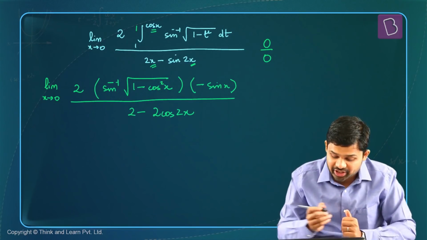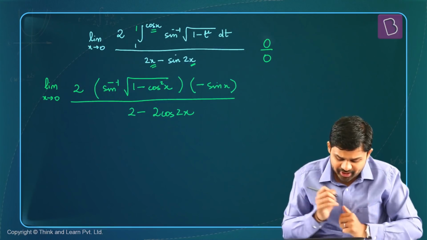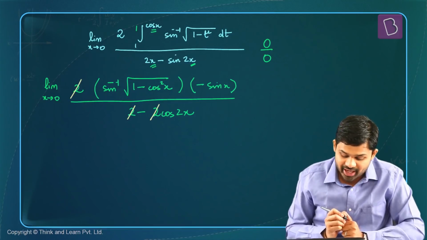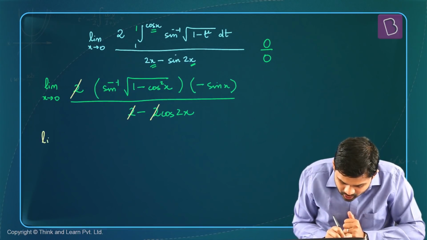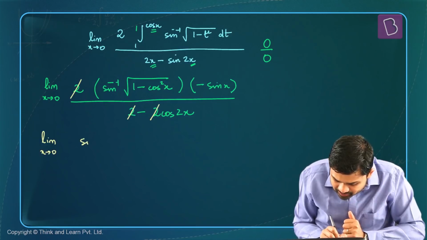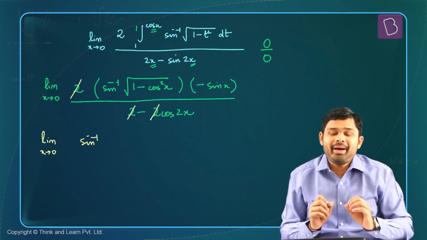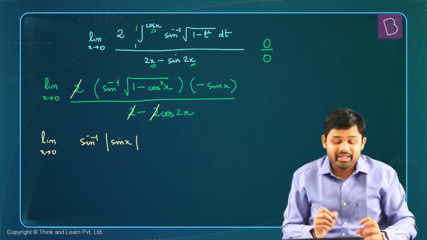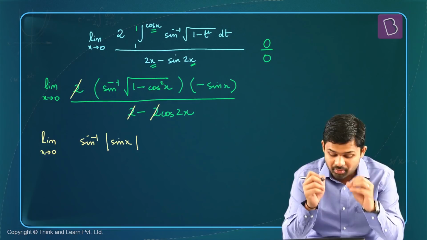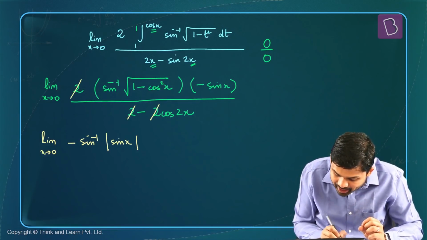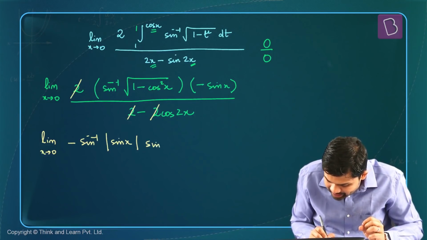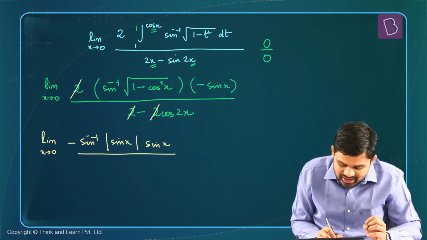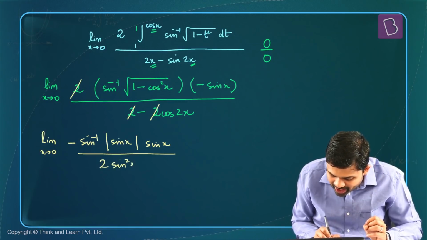Now we can actually try and simplify the expression in the numerator, where there's a 2 which is common there. I'm going to remove all the 2's from there, and my numerator now will become sine inverse of under root of 1 minus cos square x is mod sine x. Do not forget the mod there. Under root of 1 minus cos square x is mod sine x. This is multiplied by, of course, minus sine x, and everything is divided by 1 minus cos 2x. 1 minus cos 2x is nothing but 2 sine square x.